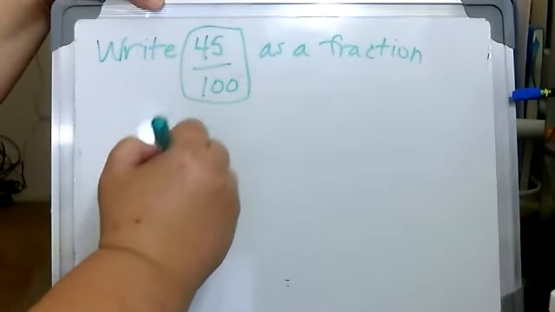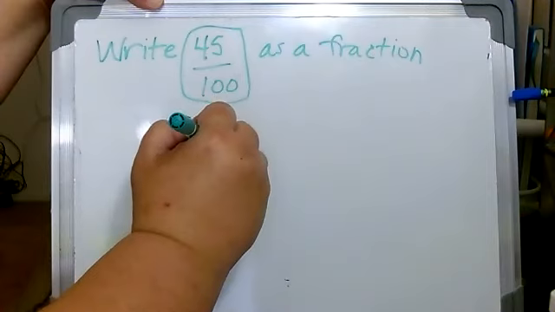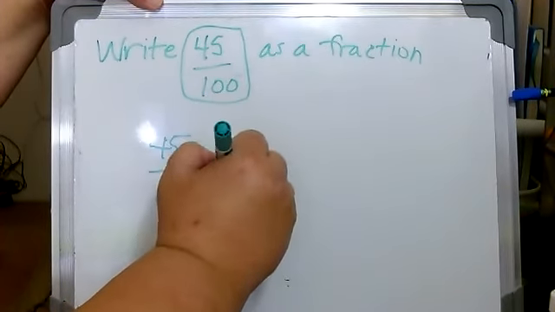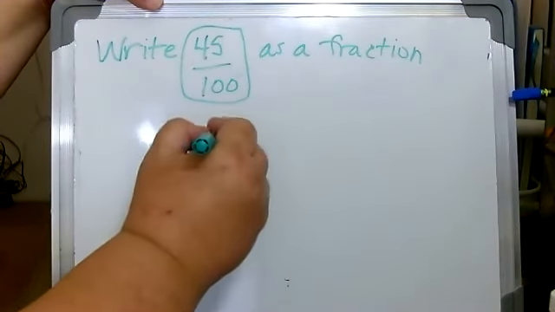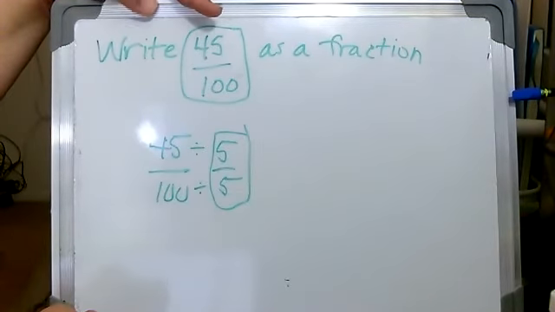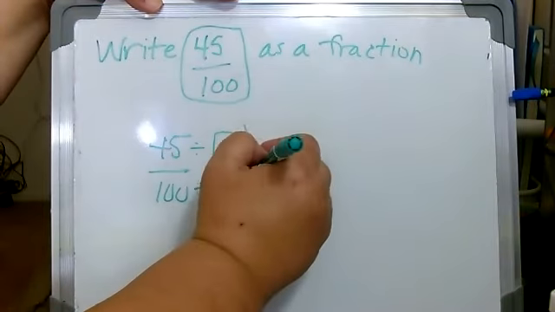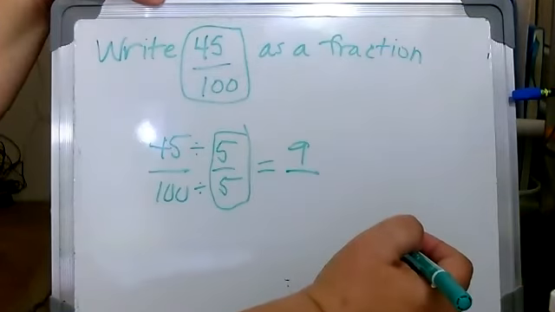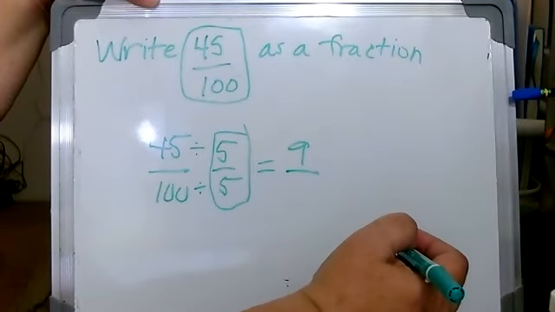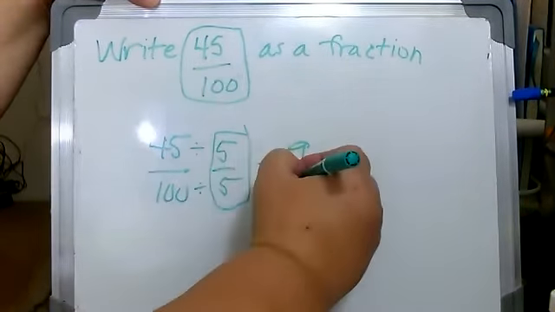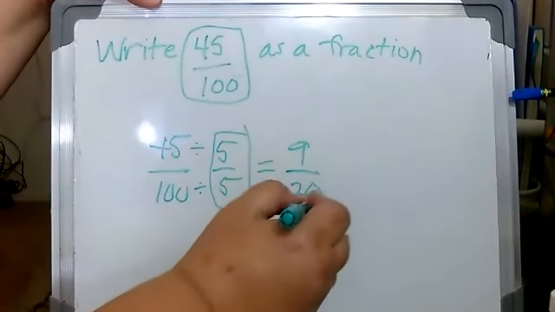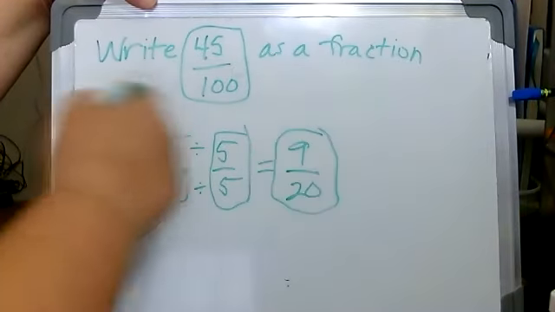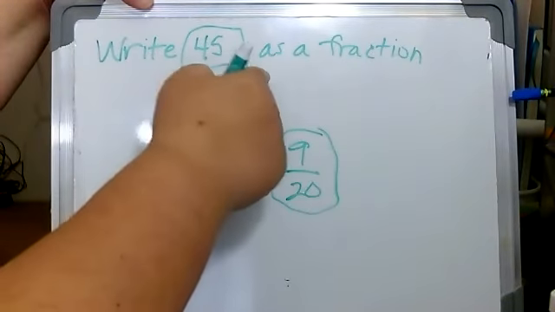So 45 over 100, and we're going to divide by 1 in the form of a fraction. This is 1, because any number that's on top of itself is 1, right? So 45 divided by 5 is 9. And 100 divided by 5 is 20. And that cannot be broken down any further. So 9 over 20 is the answer to write 45 over 100 as a fraction.